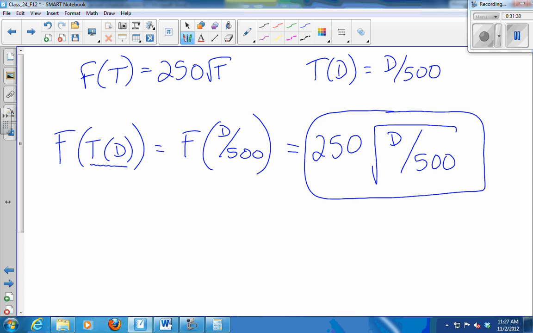And that's going to be my formula for how to calculate fuel usage as a function of distance traveled directly. So now I could plug any distance into this formula and get fuel usage out without having to go through that intermediate step of calculating time first. So that's the advantage of writing a composition of two functions.